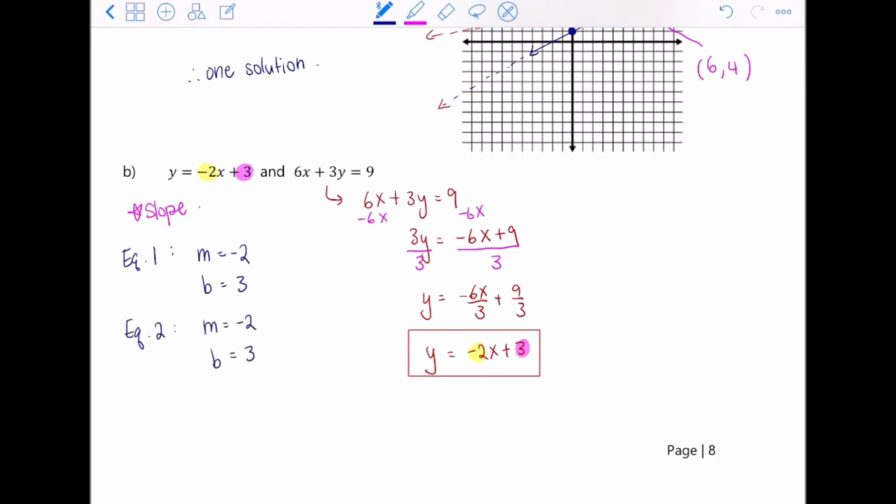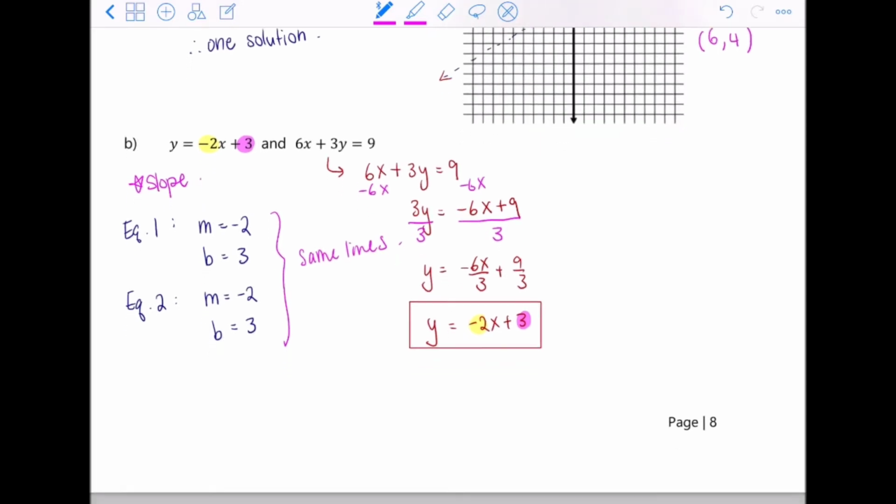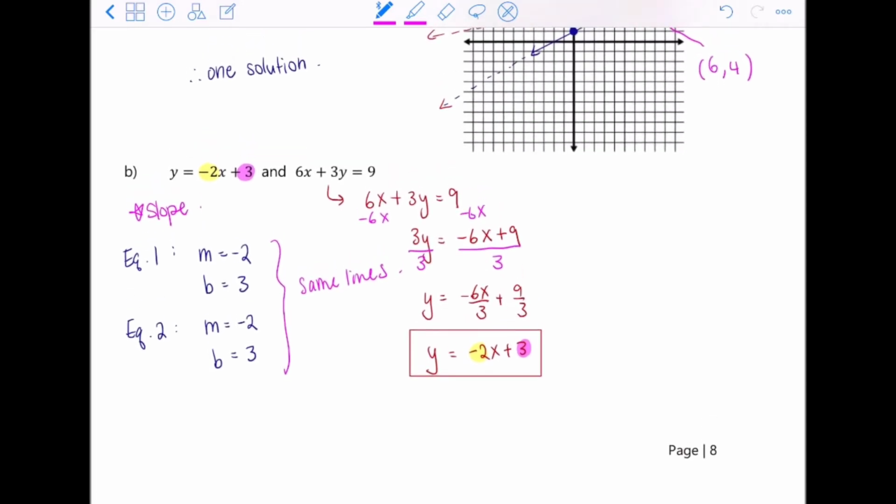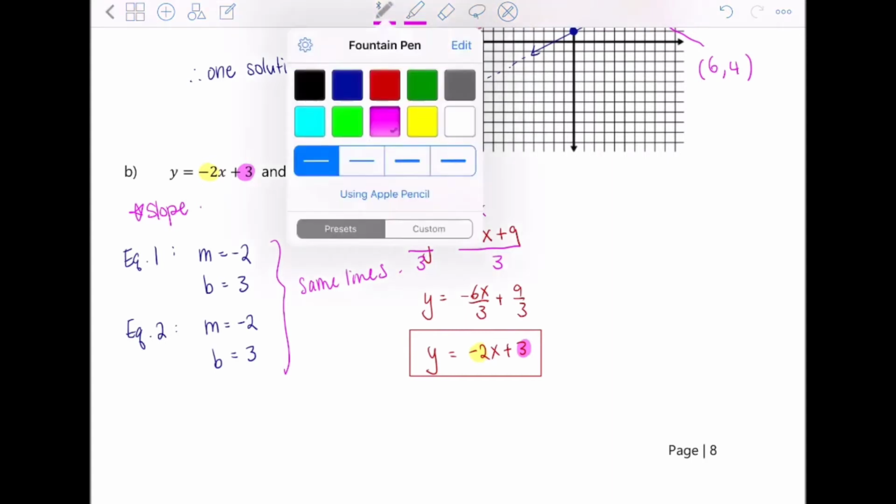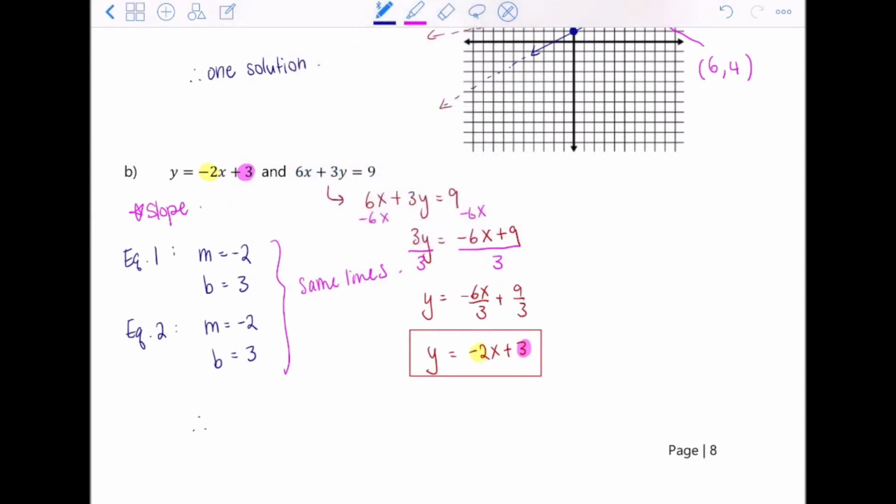So this shows us that they are the same lines. They are overlapping each other. Okay, so when you graph it, although the equations look different, they overlap each other. So because they overlap, we can say they have infinitely many solutions.